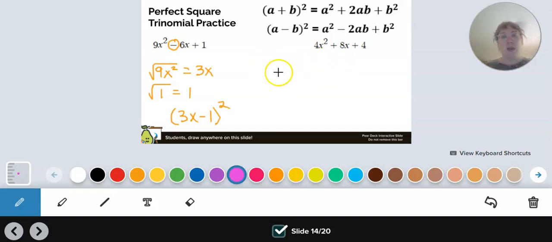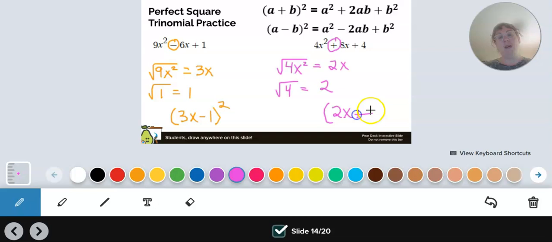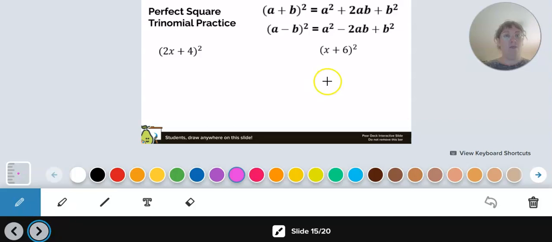On the right, we have 4x squared plus 8x plus 4. Square root of 4x squared is 2x, and the square root of 4 is 2. We see a plus here, so this factors to (2x plus 2) squared. Beautiful, beautiful, beautiful. Cruising through, let's look at slide 15.